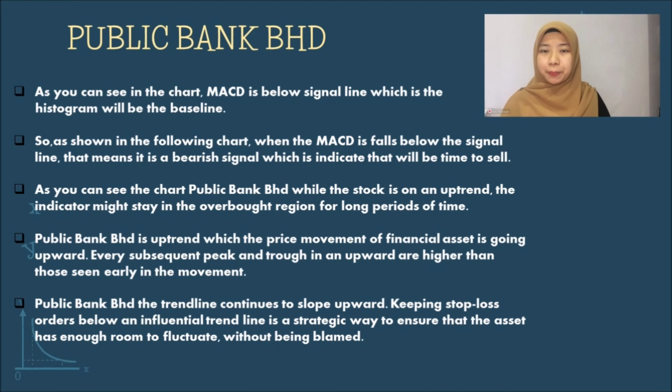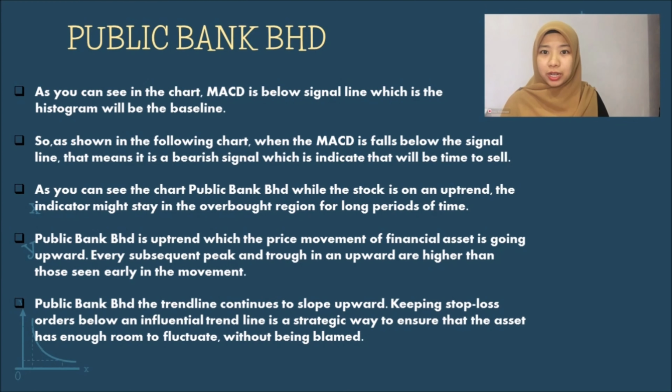As you can see in the chart of Public Bank Berhad, while the stock is on an uptrend, the indicator might stay in the overbought region for long periods of time. Public Bank Berhad is in an uptrend, which is when the price movement of a financial asset is going upwards. So every subsequent peak and trough is higher than those seen earlier in the movement.